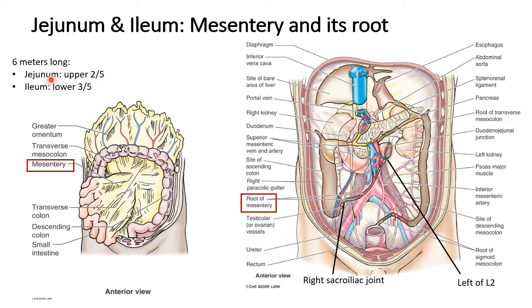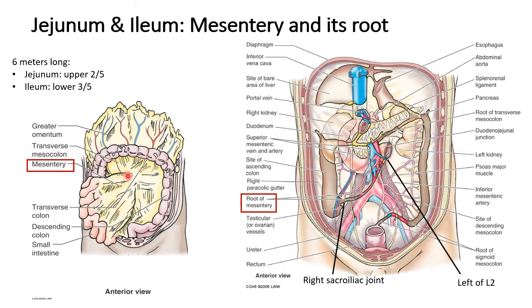The jejunum makes about 2/5 of these 6 meters, and the 3/5 are made by the ileum. So ileum is longer than the jejunum. The second thing you need to know about these two structures is that they are intraperitoneal. So the duodenum was mostly retroperitoneal. The jejunum and ileum are intraperitoneal, which means they are covered by visceral peritoneum, and they also have a mesentery.